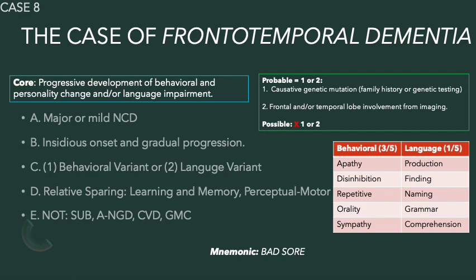The mnemonic to remember the behavioral variant is BAD SORE. The B stands for behavioral, A for apathy, D for disinhibition, S for sympathy, O for orality, R for repetitive behavior, and E for empathy.